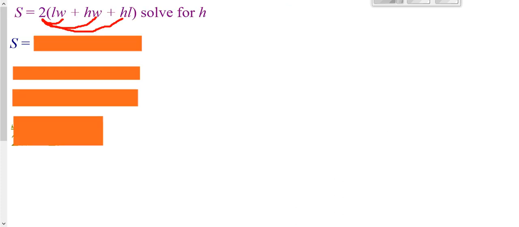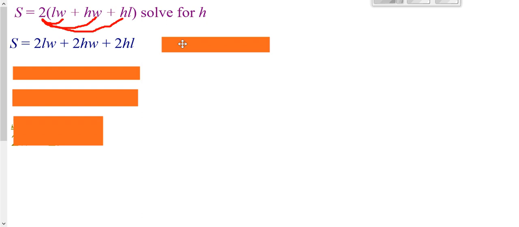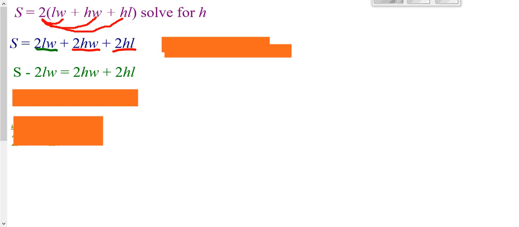And then we have one more problem here. We need to solve it for h. Well, to solve it for h, we could go ahead and distribute through the 2. We would not have to. By the way, this is an L times a W. It's not a 1W. So if we distribute through, now we're trying to solve it for h. H shows up here, H shows up here. This has no H's, so we want to take that to the other side. So I'll subtract a 2LW from both sides.